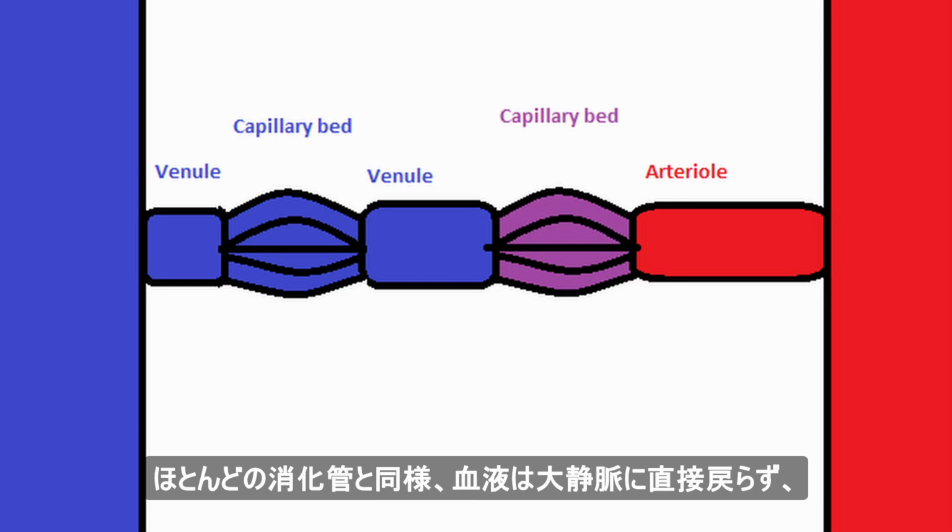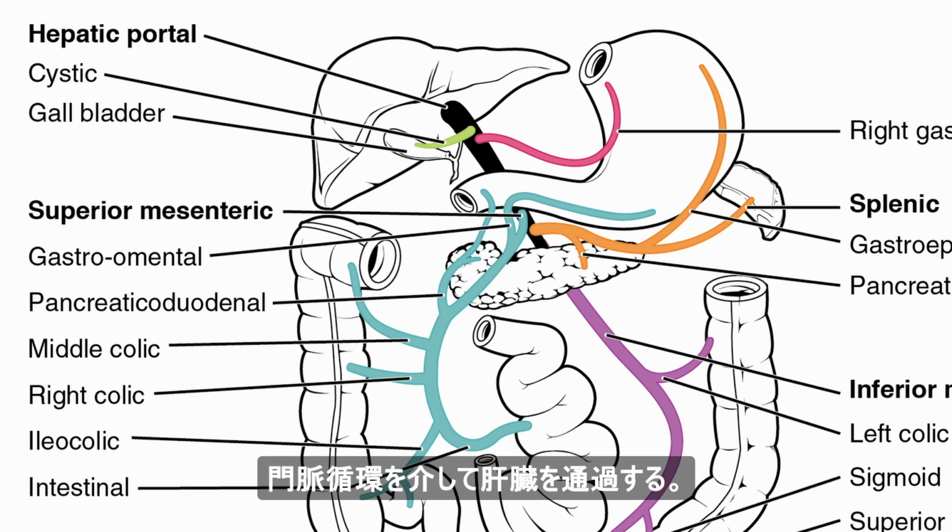As in most of the digestive tract, blood does not return directly to the vena cava, but instead passes through the liver via portal circulation.